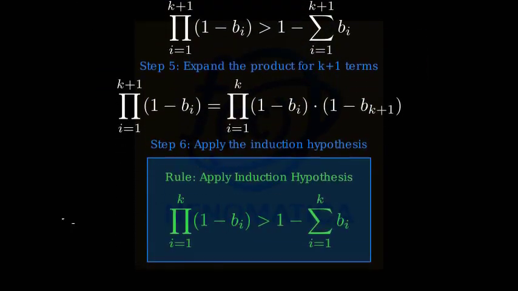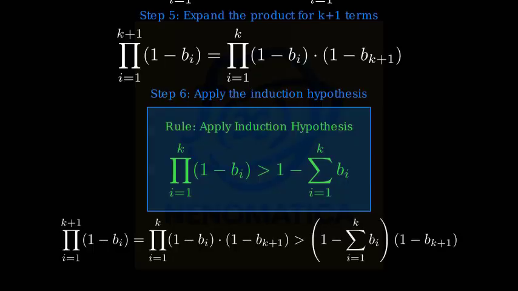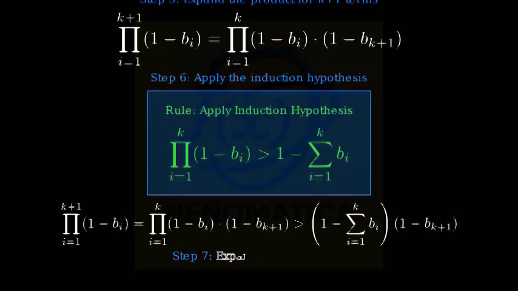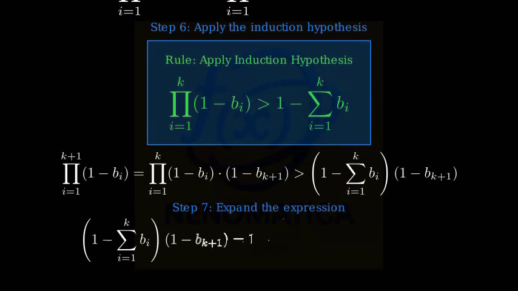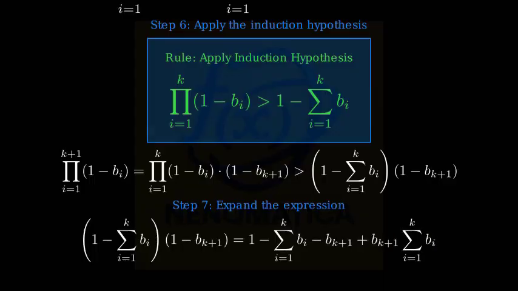We know that the product from i equals 1 to k of 1 minus b sub i is greater than 1 minus the sum from i equals 1 to k of b sub i. Let's expand this expression. We have 1 minus the sum from i equals 1 to k of b sub i, multiplied by 1 minus b sub k plus 1.